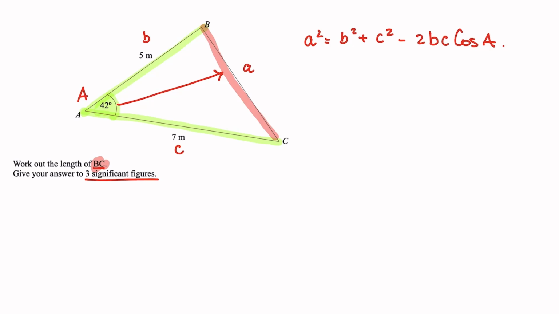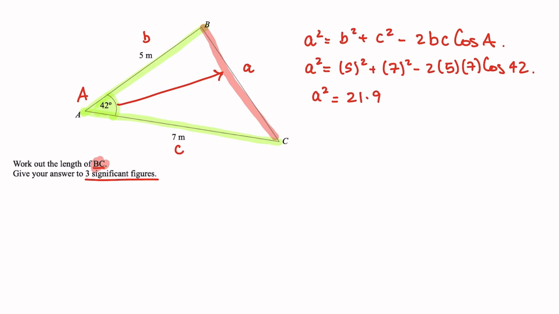Let's substitute in the values. In this case, I'll keep my a as a. So a squared is equal to b squared, which is 5 squared, plus 7 squared, minus 2 times b, which is 5, times c, which is 7, and that will be cos 42. So now if I put this in a calculator, I get a squared as 21.97986.